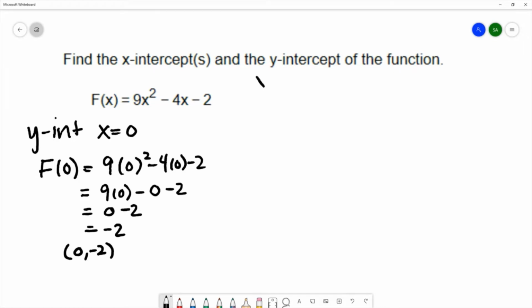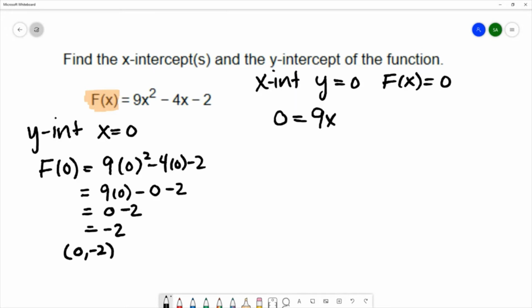Then we'll find our x-intercept. To find an x-intercept, you let y equal 0. And the y in this example is f of x, capital F of x. That is our function notation. So we're going to let capital F of x be 0, and that would give me 0 equals 9x squared minus 4x minus 2.